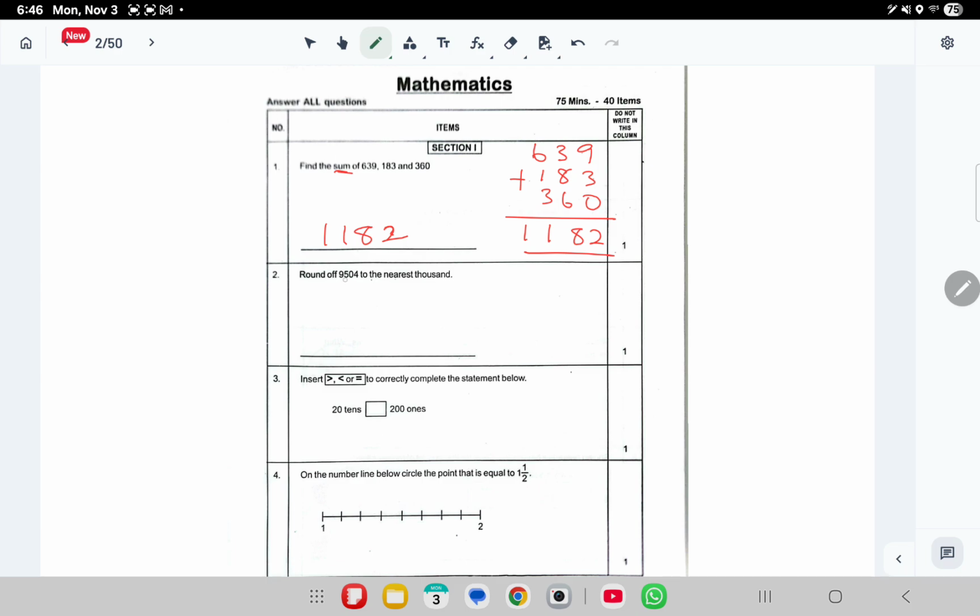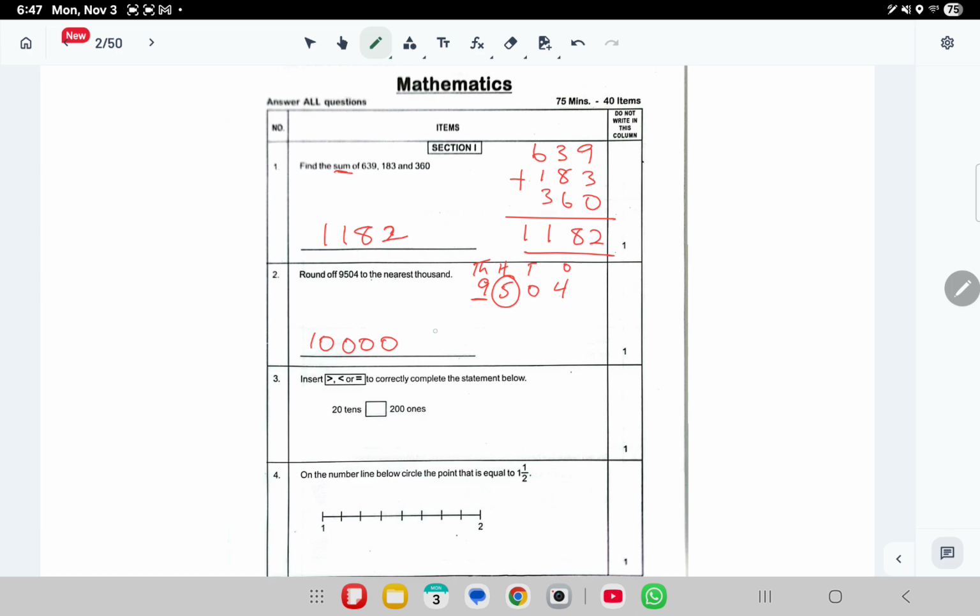They said round off 9,504 to the nearest thousand. Whenever rounding off to the nearest thousand, we look at the thousands digit and the hundreds digit. If the hundreds digit is more than 5 or equal to 5, we add 1 to the thousands column. So therefore this becomes 9 add 1 is 10, so this becomes 10,000.